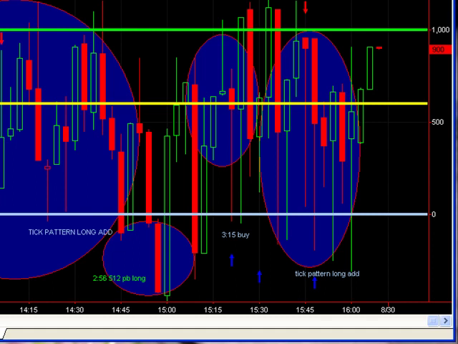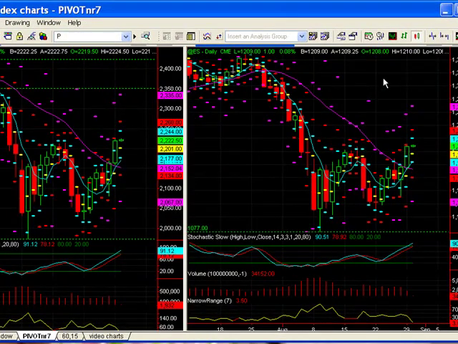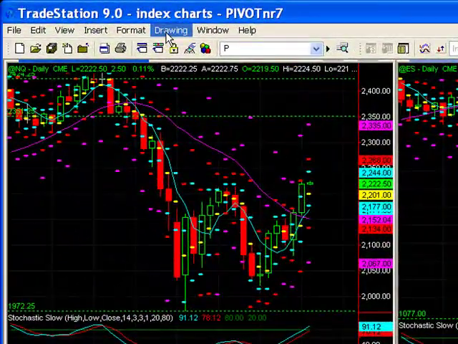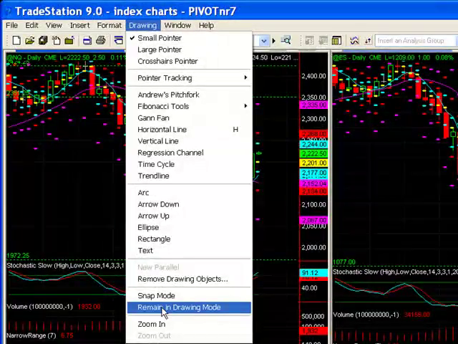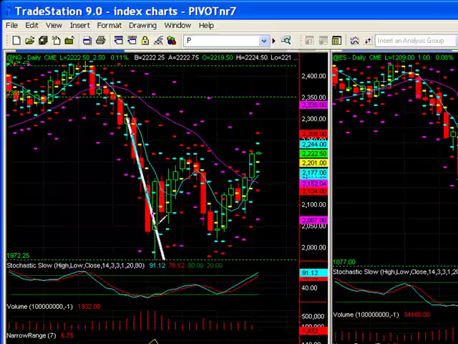Okay, so now let's look at the next thing that happens. At 3, okay, we get a breakout. Okay, let's go to the daily chart. What does that look like to you guys? Is there a big W? Okay, let me show you what I mean by W. Okay, remain in drawing mode. Okay, and we're going to go trend line. Watch this. It's very quick.